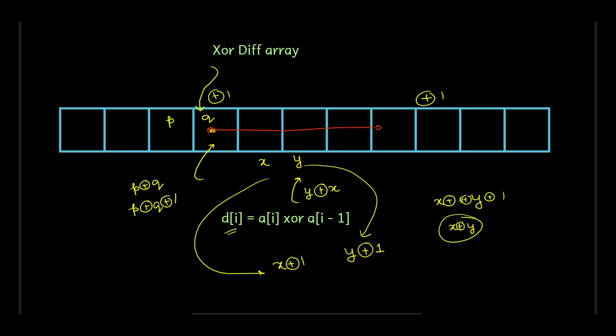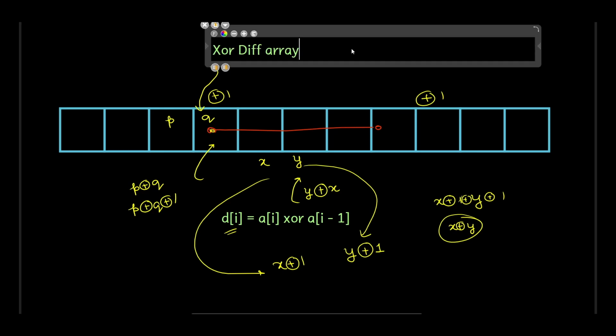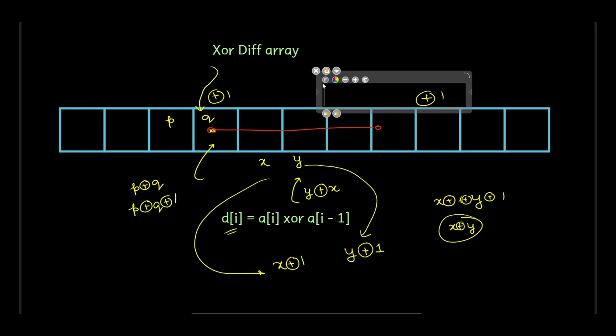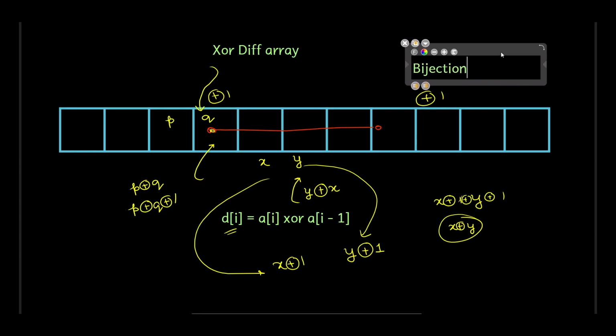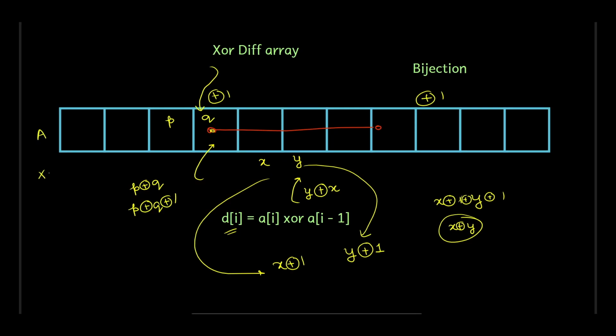Now, how does this help us? You can notice that there is a bijection between the XOR diff array and the original array. So let me write that down. There is a bijection. What do I mean by bijection? If I give you an array A, then it will have a unique XOR diff array. Why unique? Because we have a special unique formula for computing the XOR diff. So this means that solving the problem on A is equivalent to solving the problem on the XOR diff array.